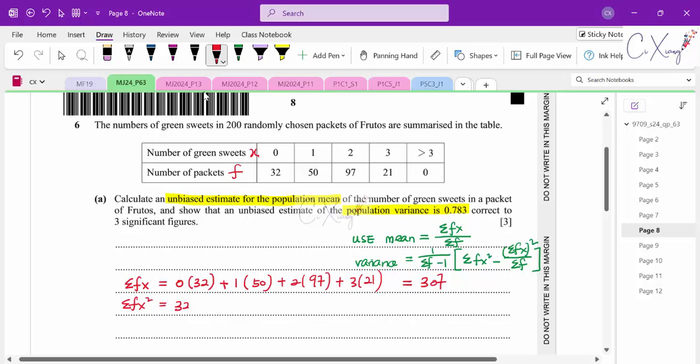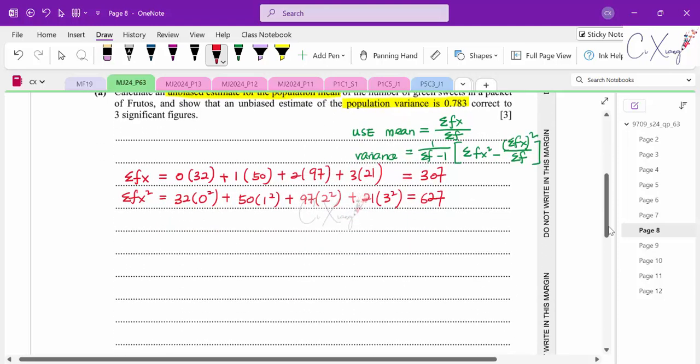After that, I also calculate summation of fx squared. This one means that you have to square your x, then only you multiply with the frequency. So I'm having 32 times 0 squared, plus 50 times 1 squared, and so on. So I'm getting 627. Then after I get all these important values ready, only then I start the calculation.